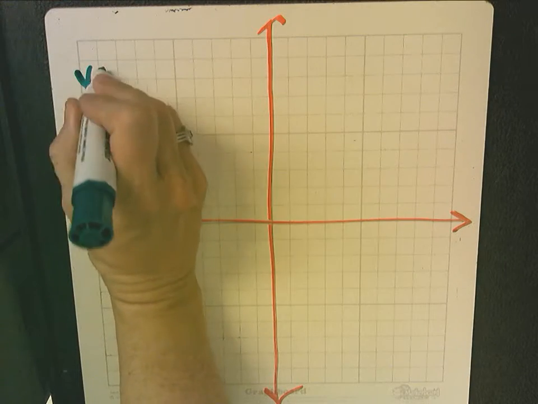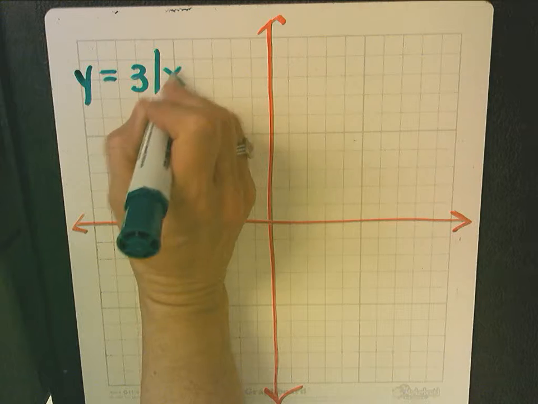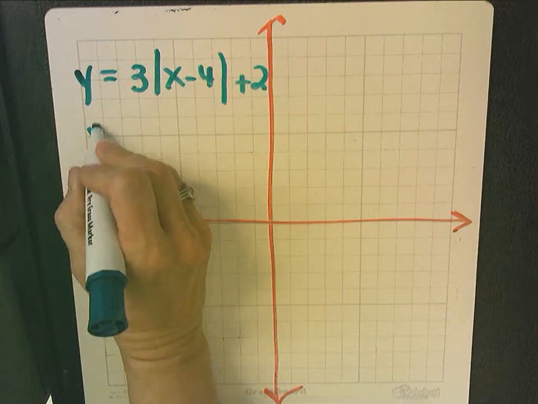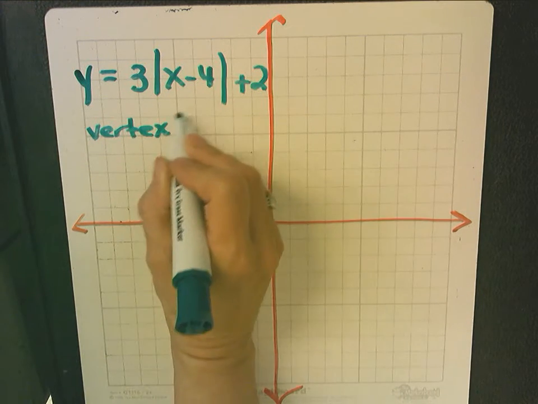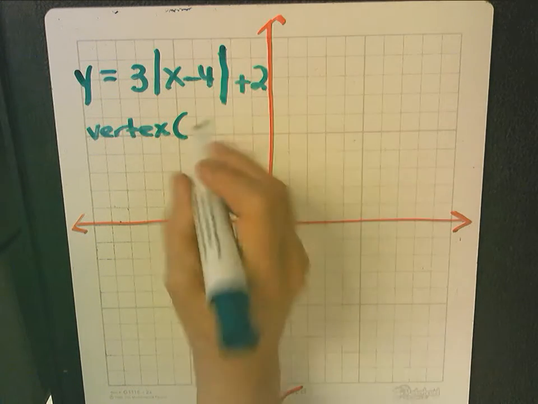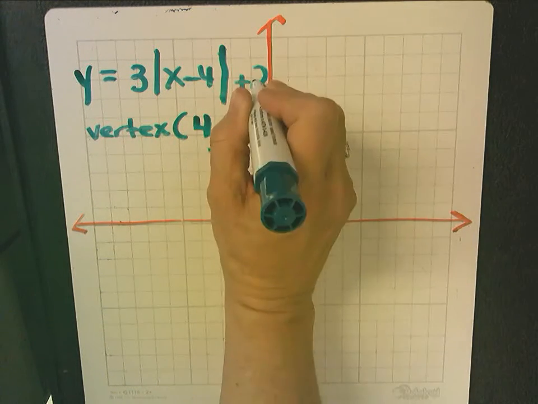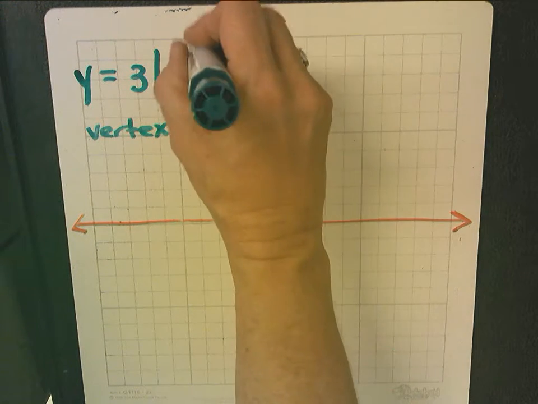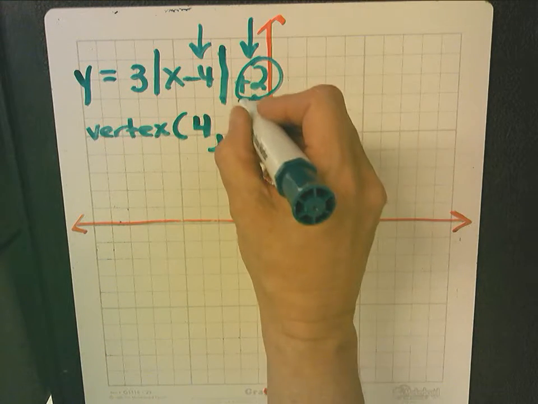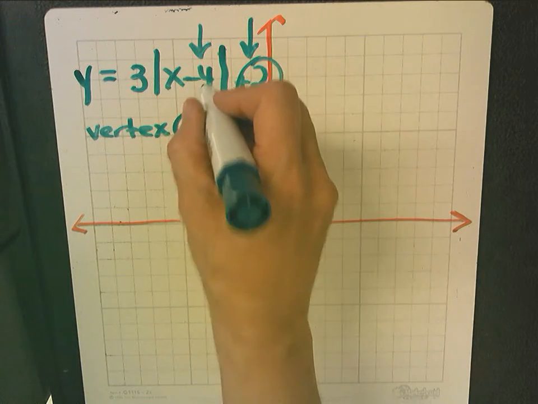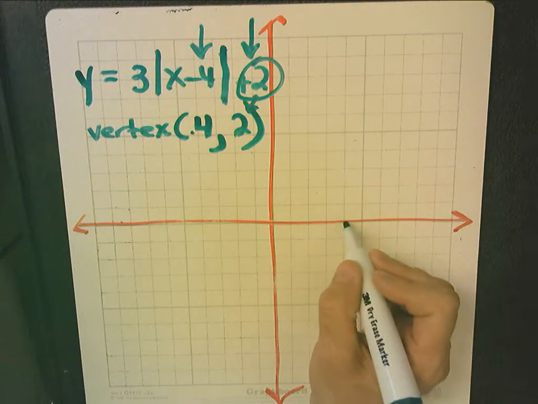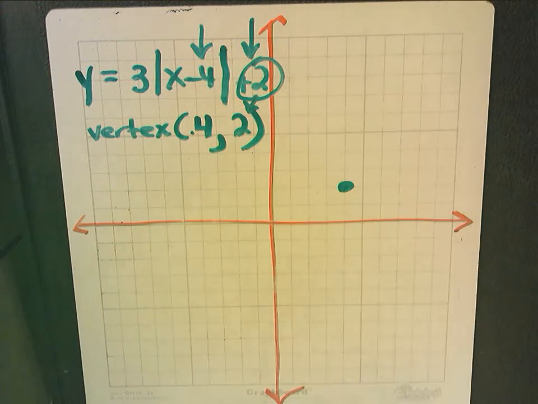So y equals 3 times the absolute value of x minus 4, plus 2. My vertex is going to be the opposite of what I see inside here, and I see a negative 4. So the vertex is going to be (4, 2). This is where I get the 4, this is where I get the 2. The 4 inside is negative, the 2 outside is positive. So that means I go to 1, 2, 3, 4, 4, 2, and that's my vertex.